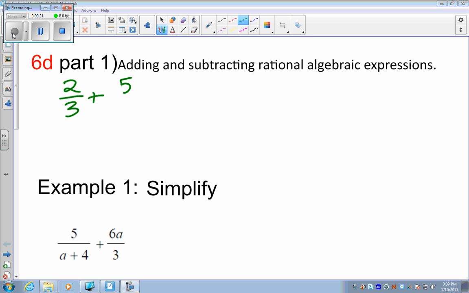2/3 plus 5/18. Can't add these, they're not like bases yet, so you have to make them have like bases. You either multiply both fractions by each other's denominator, or you can actually take, if you notice, 2/3 here, if you multiply the numerator and denominator by 6, that will change the denominator to be the same as 5/18. So now we have like denominators, so now you can just add numerators. 17/18, and we're done.